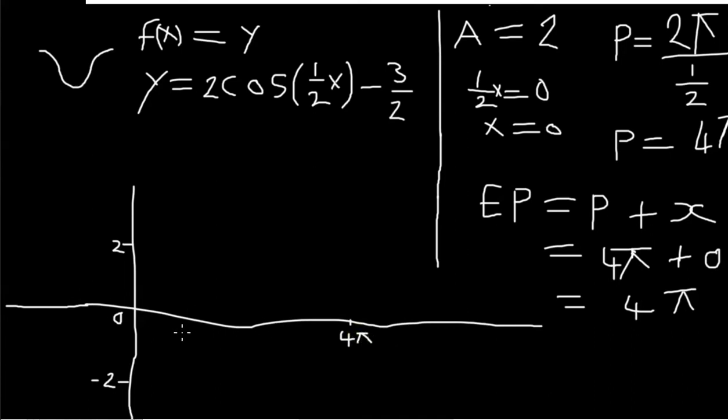And then what is the midpoint of 0 and 4 pi? Of course I know that it's 2 pi. 2 pi, and then the midpoint of 2 pi and 4 pi is 3 pi. Oh, sorry. So the midpoint of 4 pi and 2 pi is 3 pi, and the midpoint of 0 and 2 pi is pi.